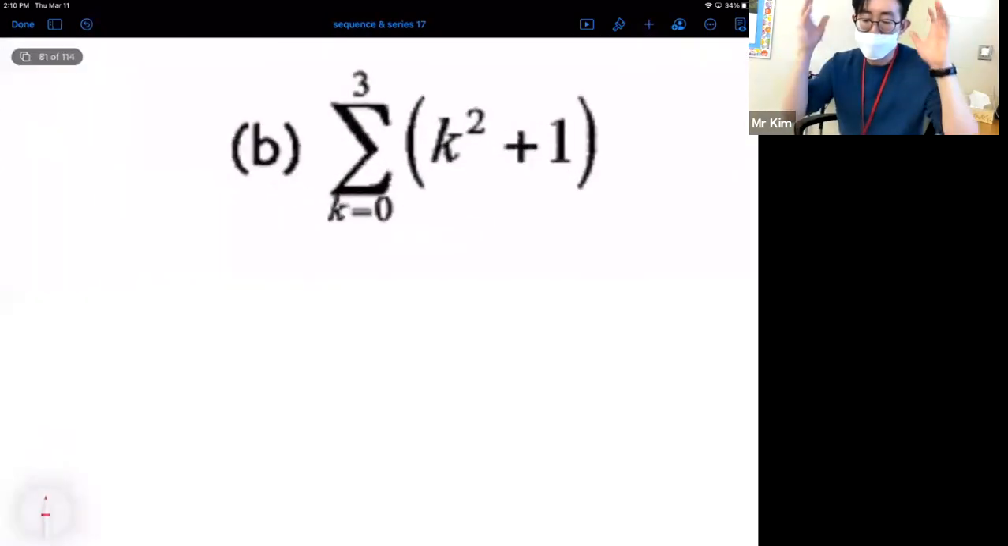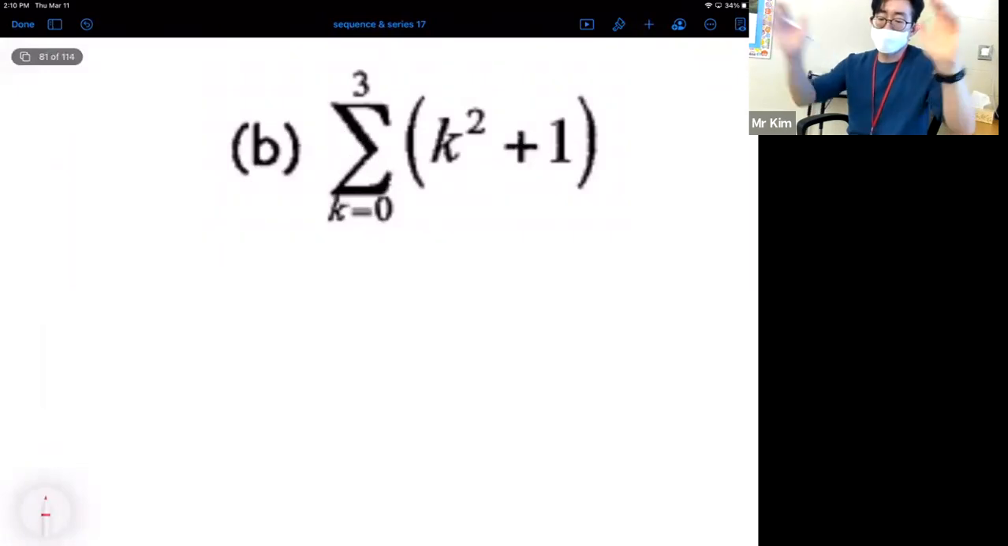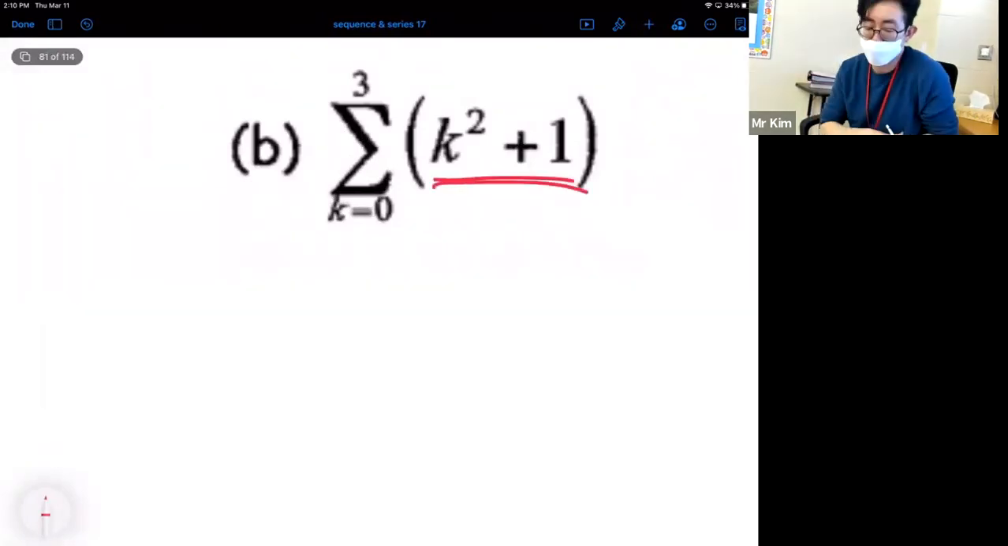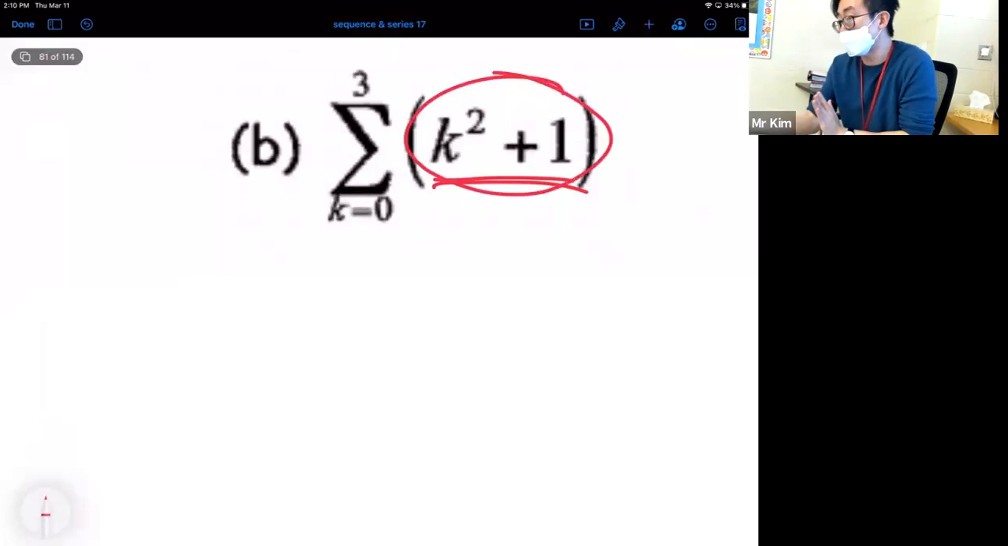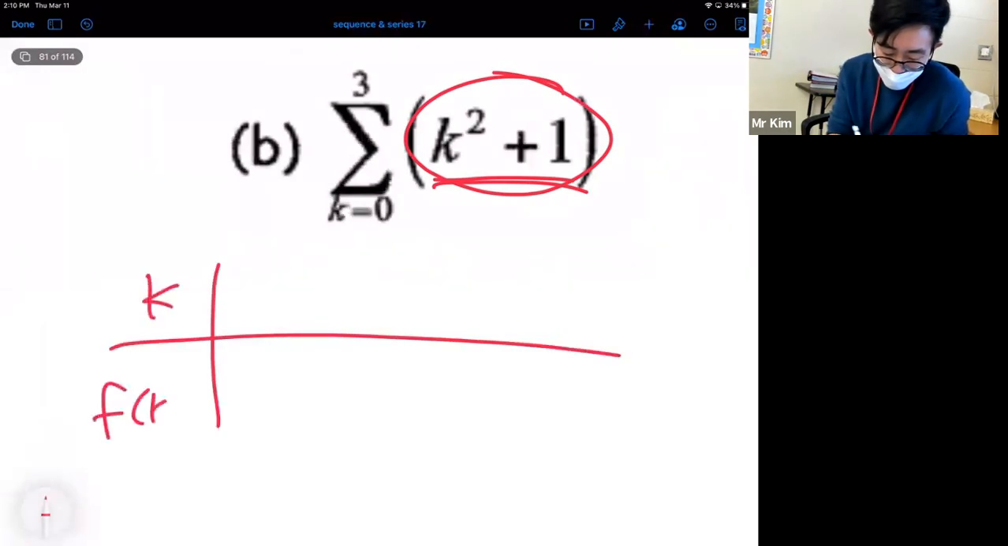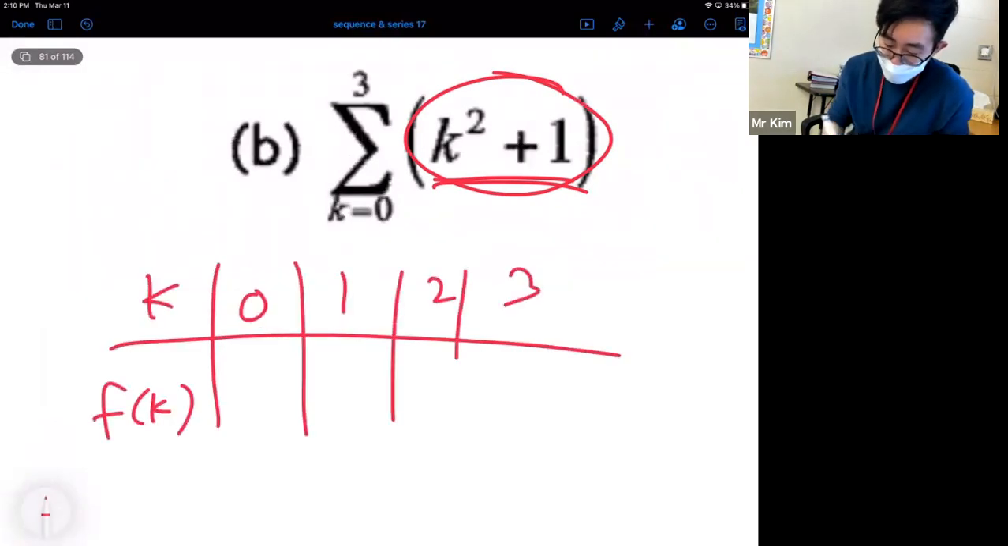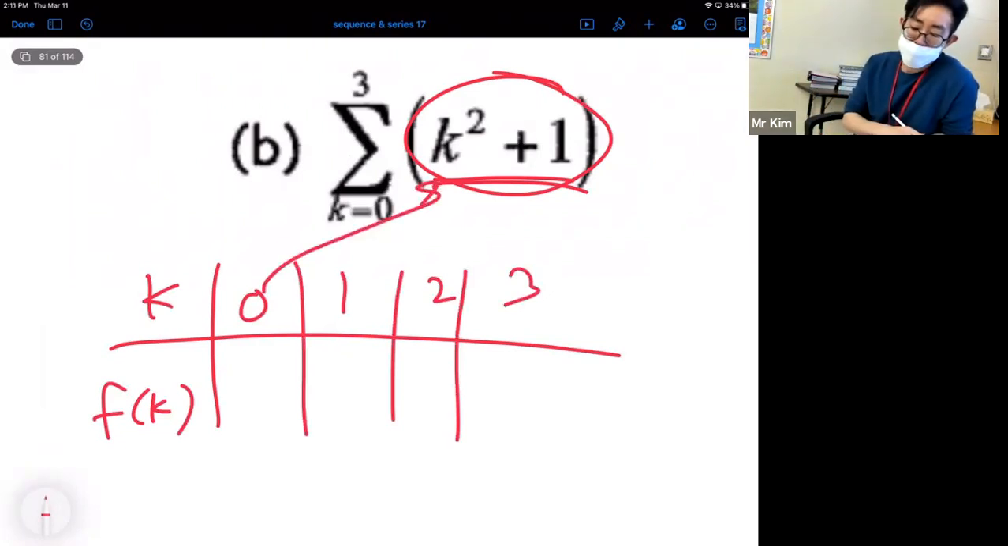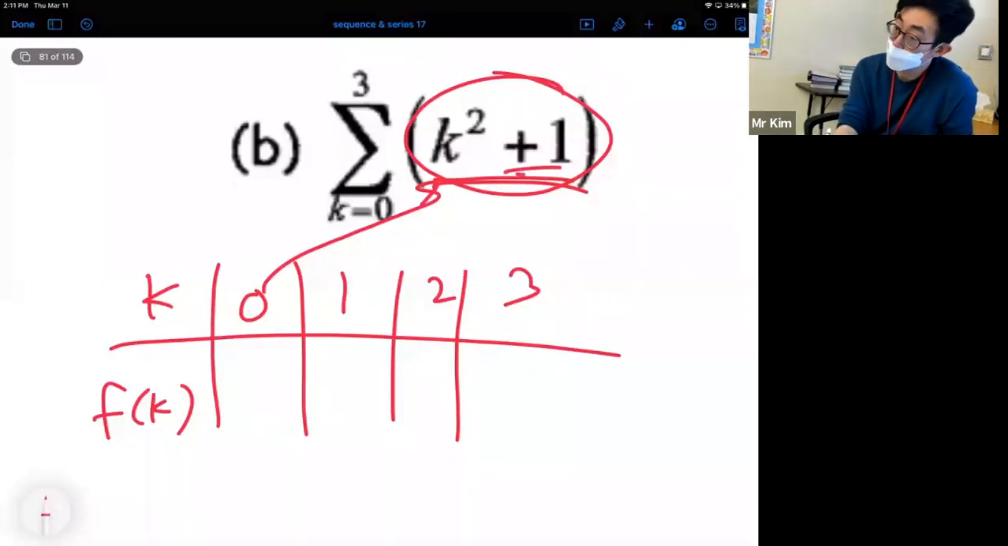Okay. So let's say I give you a sigma notation that looks like this. The formula is k squared plus 1. Another benefit of using sigma notation is that this formula can be anything, and it doesn't necessarily have to be restricted to geometric or arithmetic. K, f of k. 0, 1, 2, 3. Let's do this really quickly. Let's say I plug in 0 into the function, guys. Olivia, what would I get? 0 squared is 0 plus 1. So it's going to be 1.